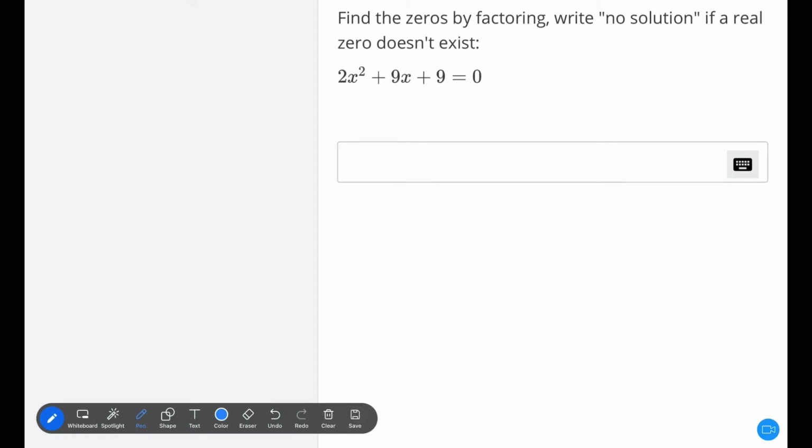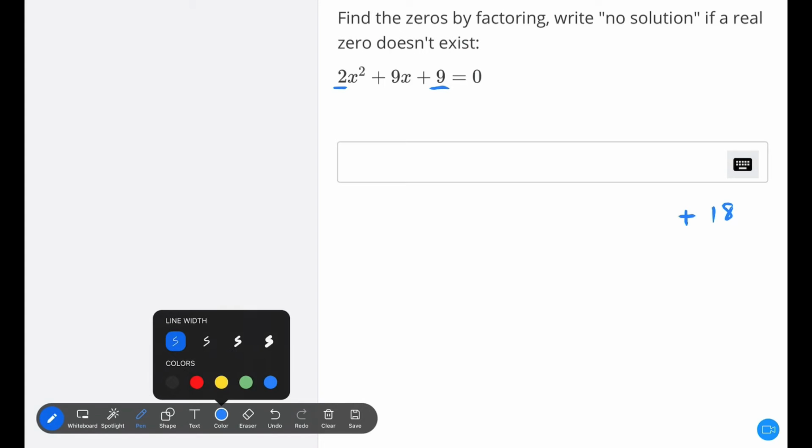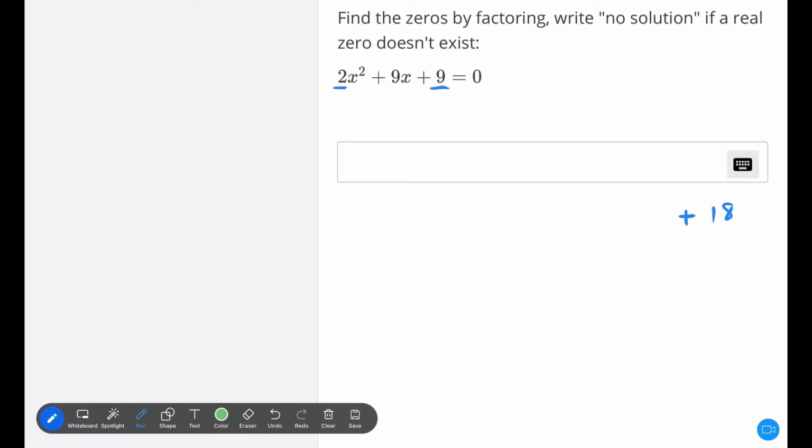So you multiply a times c, alright? So that's 2 times a positive 9, that's a positive 18. You are looking for two numbers where you multiply to get 18, and you add, okay, to get 9. Alright, so that would be 3 times 6, 6 times 3. You can do 3 times 6 or 6 times 3, the order does not matter.